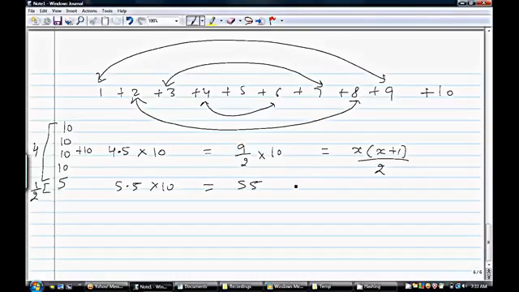So again that will be equivalent to 10 into 11 divided by 2, or again x into x plus 1 divided by 2. I hope this will help, and I'll welcome any comments from you guys. Thank you.